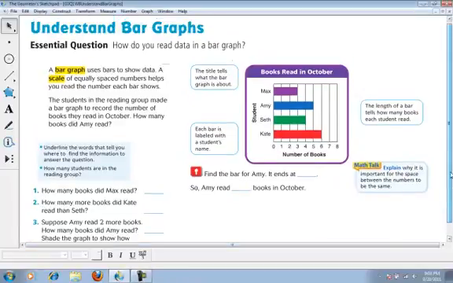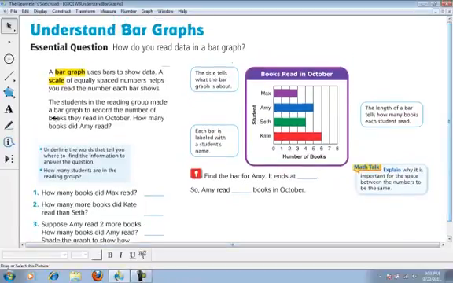In this lesson, we're going to understand bar graphs. Now, our essential question is, how do you read data in a bar graph? A bar graph uses bars to show data. A scale of equally spaced numbers helps you read the number each bar shows. And this is very important that we remember that the numbers are equally spaced.